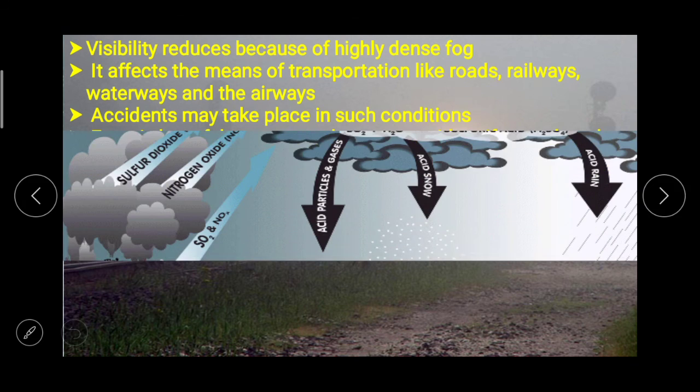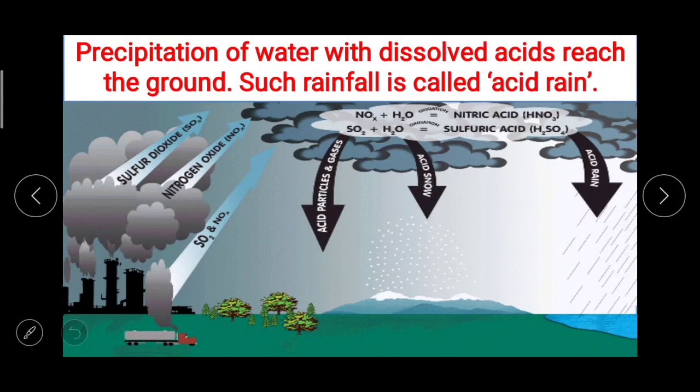Now one more and the last point of this topic, that is acid rain. Because of air pollution in industrial areas, various gases get mixed in the air. जो फैक्ट्रीज से, इंडस्ट्रीज से रिलीज होते हैं गैसेस, वो एयर में जाके मिक्सअप होते हैं, and different acids are created when the water vapor in the air reacts chemically with these gases, such as nitric acid or sulfuric acid. So precipitation of water with dissolved acids reaches the ground, and such rainfall is called acid rain.